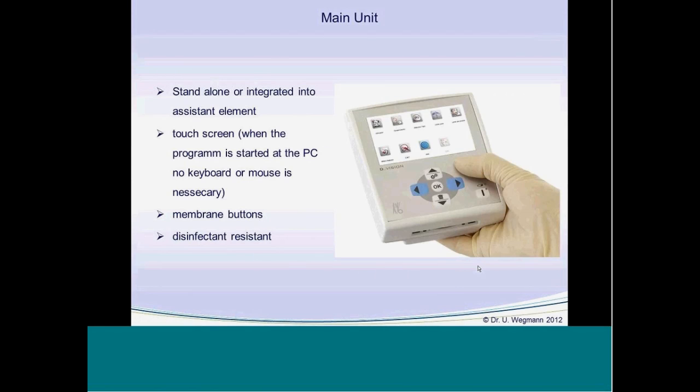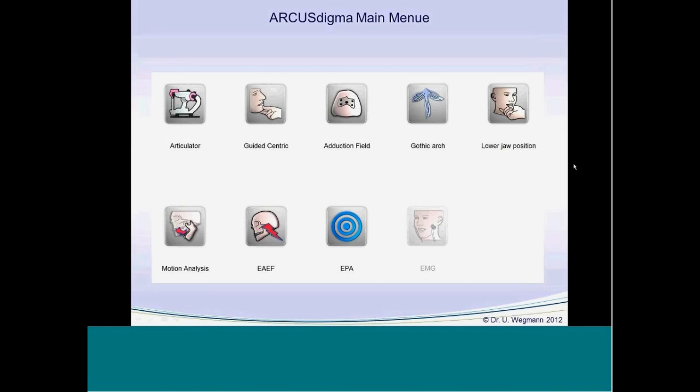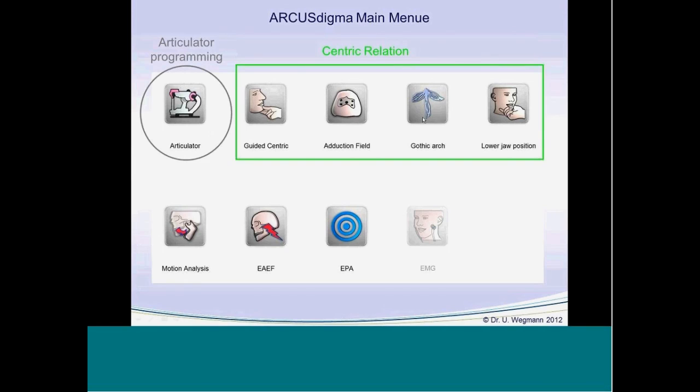Okay, let's have a look at the main menu, and this explains in a very easy way what we can do with our Digma. First of all, we can do an articulator programming. That means we can collect all the data from the individual patient's movements to set up the articulator in the proper way. This is really an improved way compared to the Facebow transfer. But additionally, of course, we can do the Centric Record.